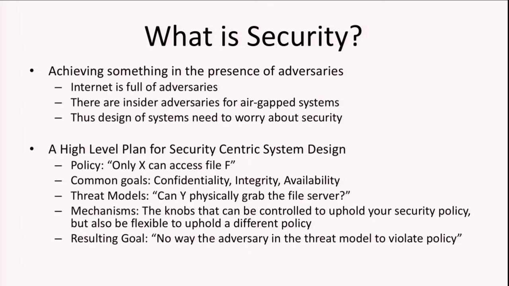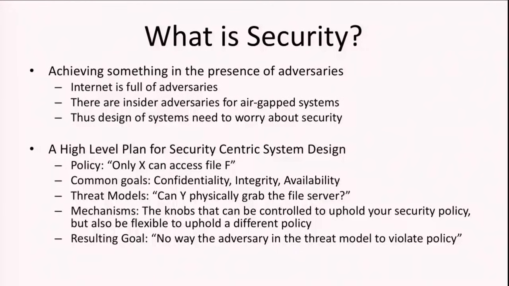So the first thing that we think about in security is policy. So what is policy? Policy basically defines what is permissible and what is not permissible. So for example, you might say that the shadow file or the encrypted password file should not be accessible to anybody other than the system administrator. So you can say that only X, where X is the system administrator, can access file F, and nobody else should be able to access file F. That could be your policy.